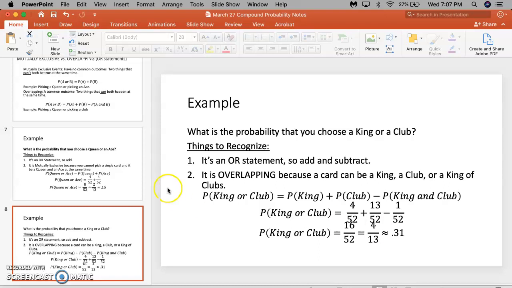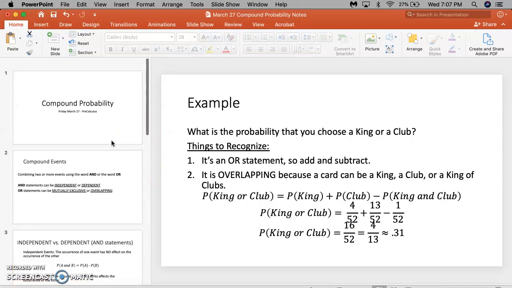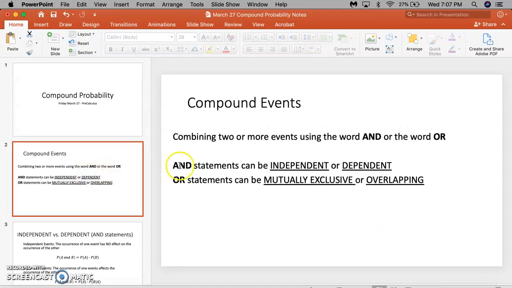Okay, so a little bit of notes, kind of quick, a little bit of an overview. You're either going to have and or or statements. With your and, you either have to choose independent or dependent, follow the formulas, or you're going to have an or statement and you're going to pick whether it's mutually exclusive or overlapping and choose one of those formulas.